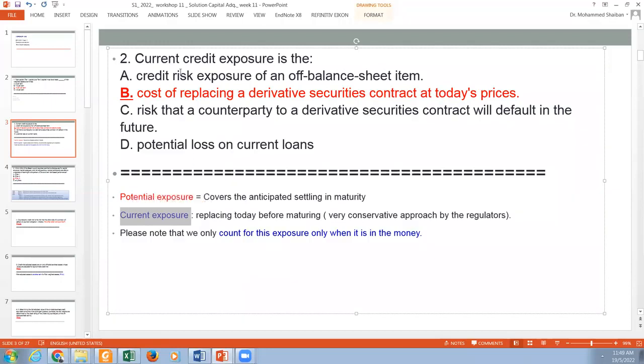So how do we define it? It's just the cost of replacing a derivative securities contract at today's prices. Please write here: if we settle today, this is the settling price. So if we settle, how much will we pay, how much will we gain? If we gain, then it's in the money and we have to account for it. And this is why I give you this note.